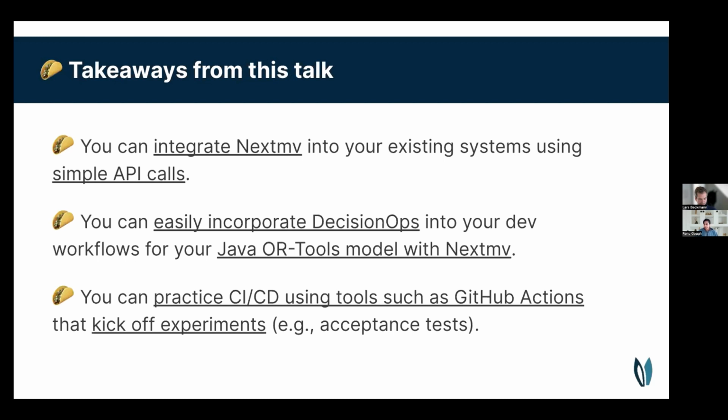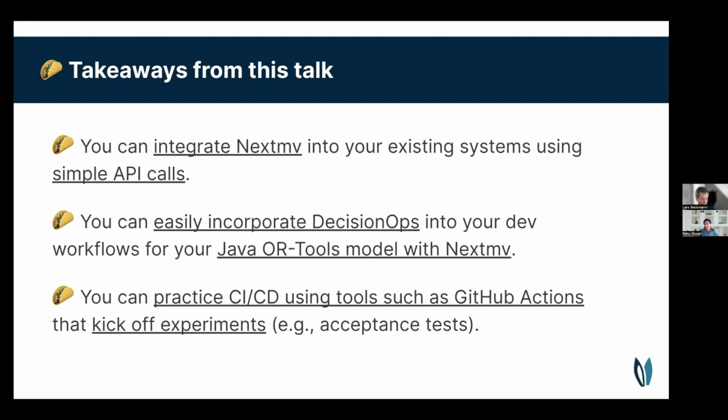So a few takeaways from this talk. We talked about at the beginning how easy it is to integrate NextMove into your existing systems and how you interact with the NextMove app with just simple API calls. You can also start to incorporate decision ops and the practice of decision ops into your workflows for any of your models. Specifically, today we're talking about Java OR-Tools.